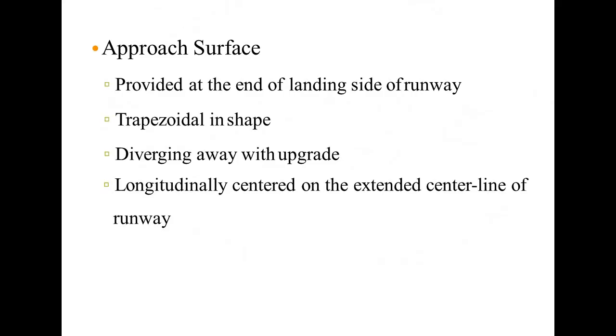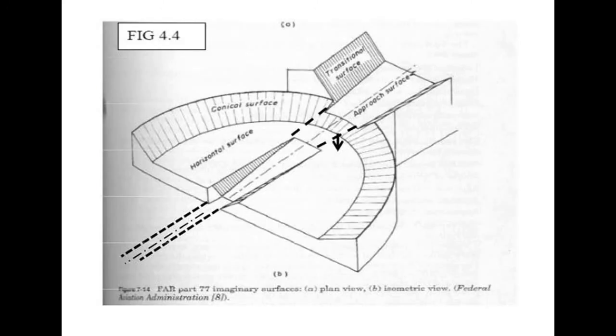The approach surface is provided at the end of the landing of the runway, longitudinally centered on the extended center line of the runway. It is trapezoidal in shape. I can see the approach surface is trapezoidal here. So this is the actual runway and this is the approach surface. It is trapezoidal and it is inclined towards the runway.